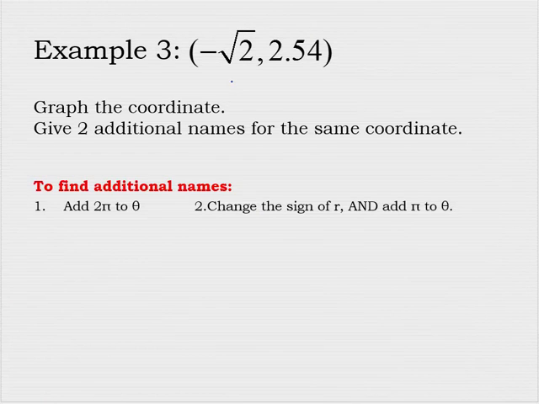All right, so look at this. This is a little strange. I have negative square root of 2 and 2.54 radians. All right, you can do this. Now, don't let the square root mess you up. If you put in your calculator square root of 2, you find out that that's 1.41. And so this is just negative 1.41. No big deal.